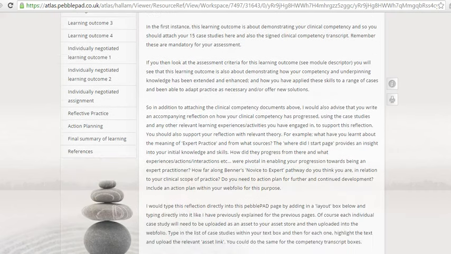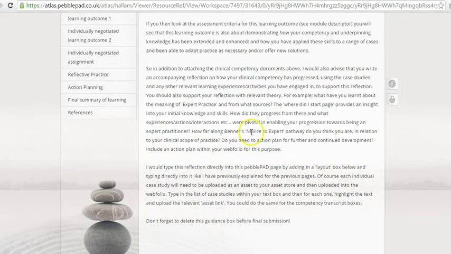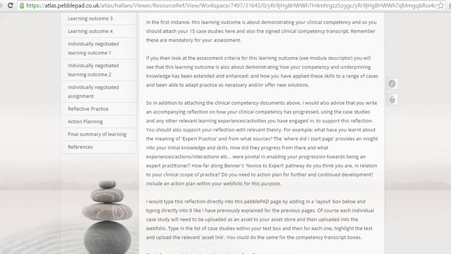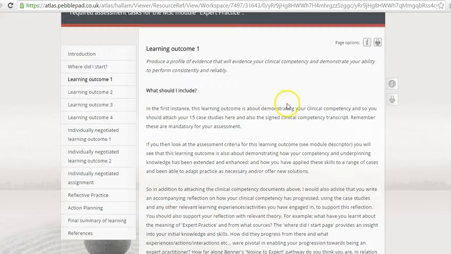So basically if you put those in there you're going to pass. However, to get the higher marks in the webfolio itself, you might want to think a little bit about where did you start, how have you progressed, and how have you shown that you've been able to perform consistently and reliably. So that might just be a very short reflective piece, perhaps a little bit about how you've moved along the Benner continuum, maybe from where you've started to where you're practicing now.